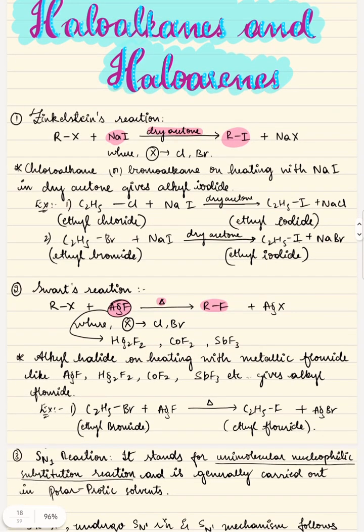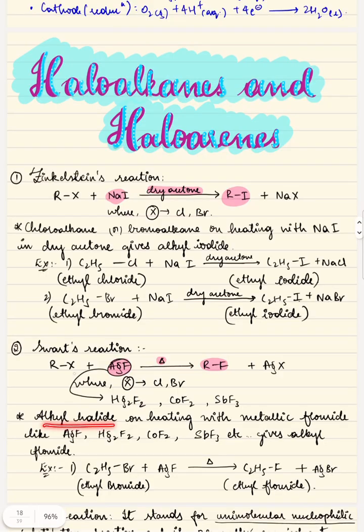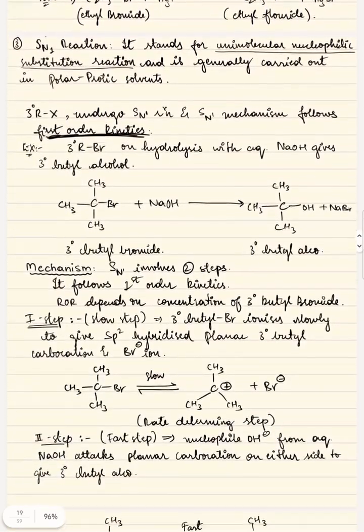Alkyl halide on heating with metallic fluoride like AgF, Hg2F2, CoF2, SbF3 gives alkyl fluoride. Example: ethyl bromide in the presence of silver fluoride gives ethyl fluoride and silver bromide.